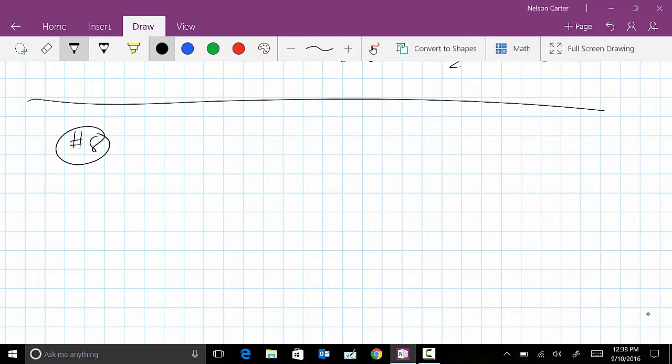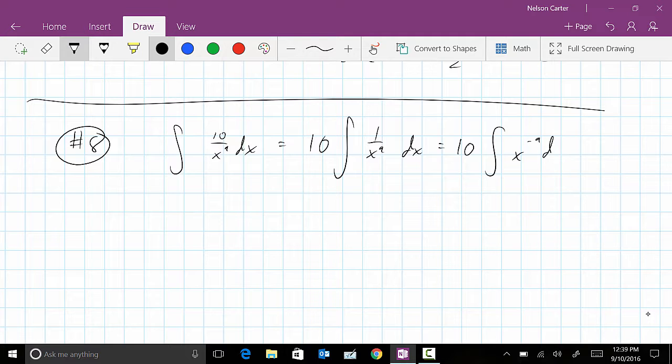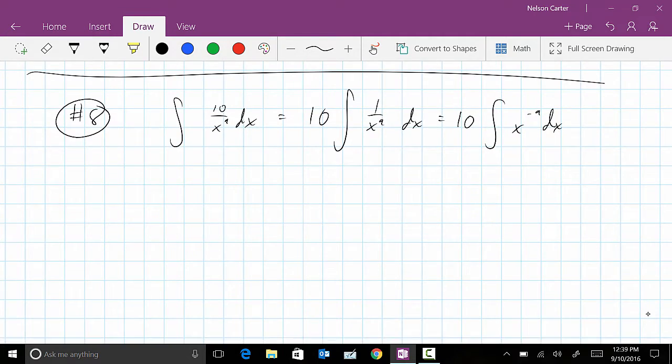Okay, so number 8, we've got the integral of 10 divided by x to the power 9 dx. Okay, so this is the same thing as 10 times the integral of x to the power negative 9 dx. Why? First, the 10 came out, and so then the intermediary step would be you write 10 times the integral of 1 over x to the power 9 dx. But then the general properties for exponents would state that you can move a fraction around, but you have to change the sign of the exponent. So in other words, this becomes x to the power negative 9 dx. Just review your exponent properties, and then you'll understand what I'm talking about.